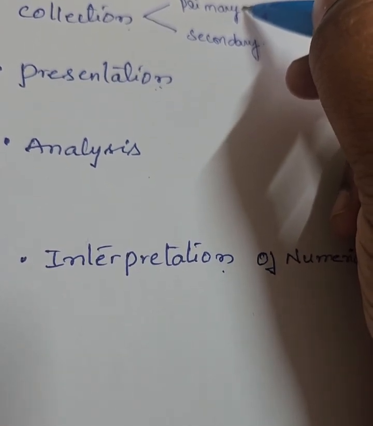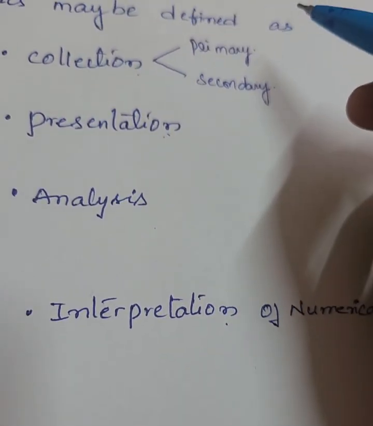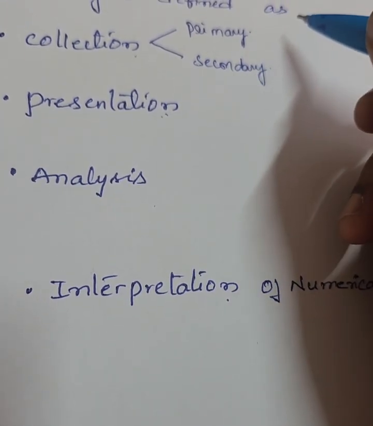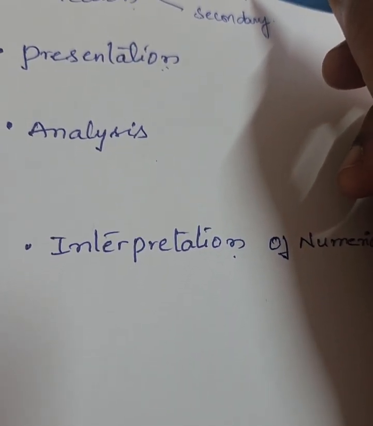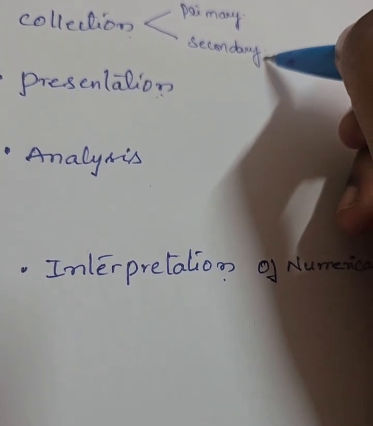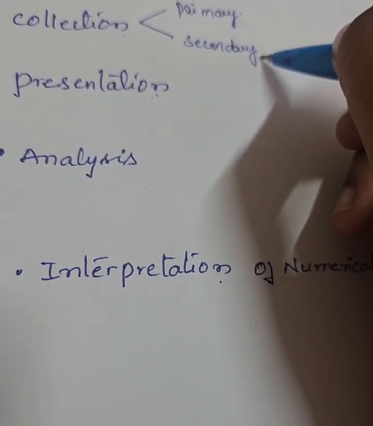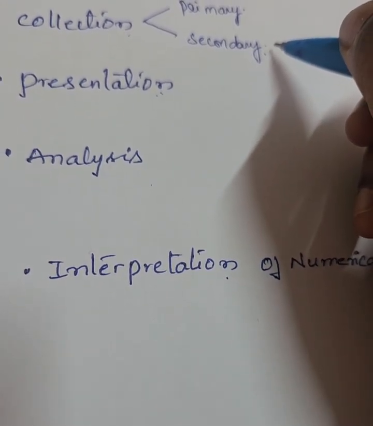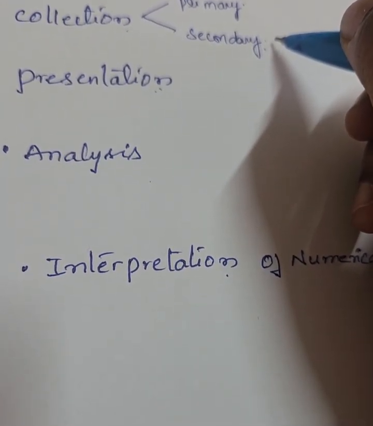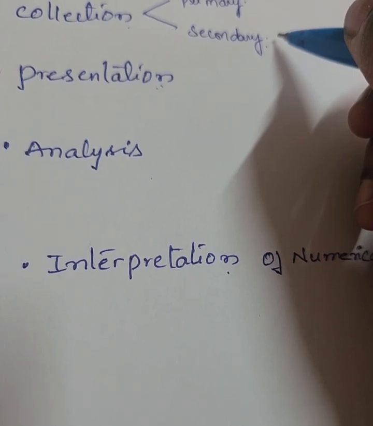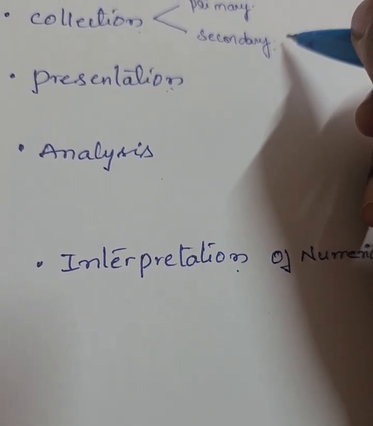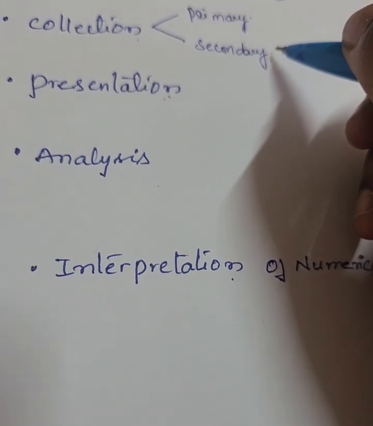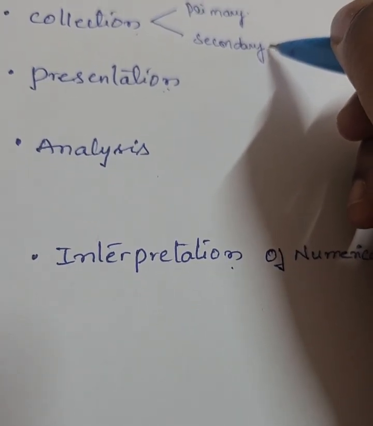How can we collect primary data? By direct personal investigation, indirect oral interviews, through questionnaires, through schedules, we can collect primary data. And the secondary data from textbooks, from our Google search, and from the government journals, government articles and publications, government census, government records, and so on. So the data which is collected and recorded is secondary data.